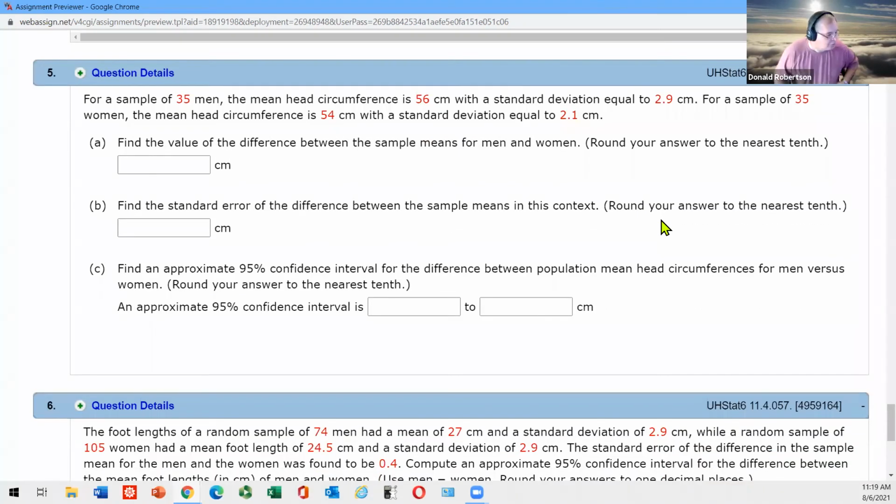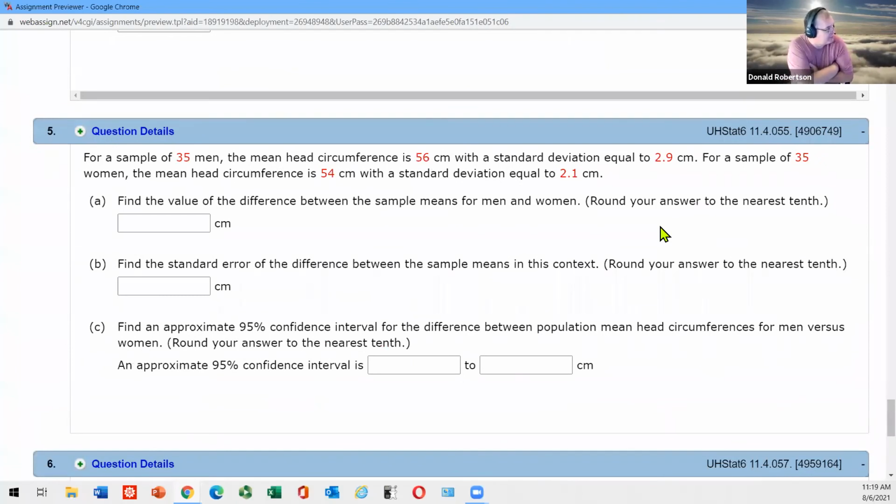Right. Okay, we've got 2 questions to go and we're out of here. For a sample of 35 men, the mean head circumference is 56 and the standard deviation 2.9. For a sample of 35 women, the mean head circumference and the standard deviation 2.1. Find the values for the difference between them. Find the standard error and approximate.